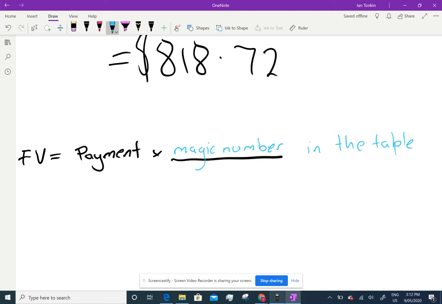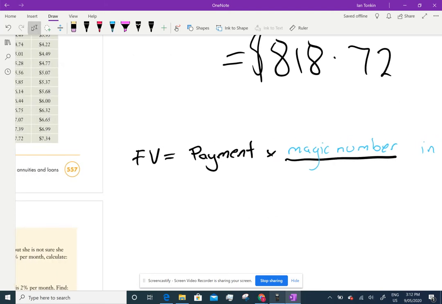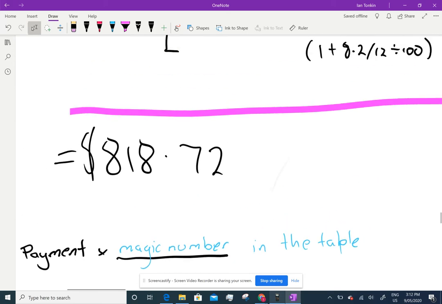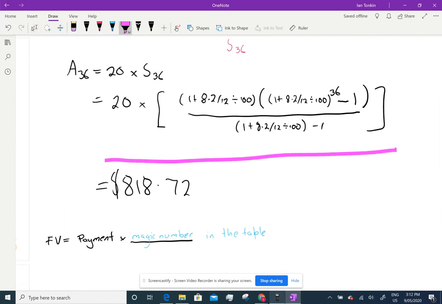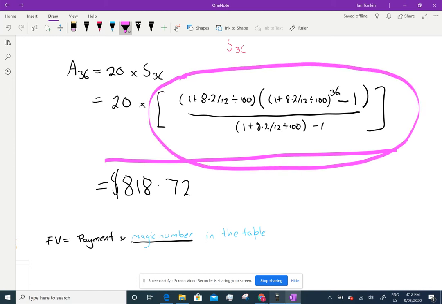And if you need to find the future value, you just divide by that magic number. And what is that magic number? That magic number comes from this. That's how the table is generated. Now you could go and generate that number. That there is a magic number for 8.2% for 36 periods. 8.2% per month. All right?